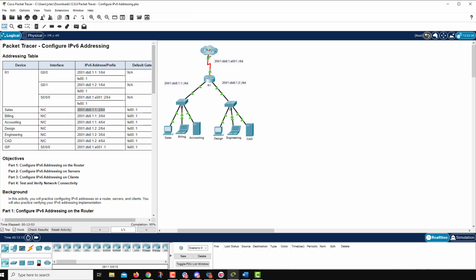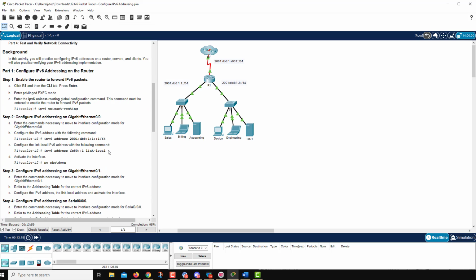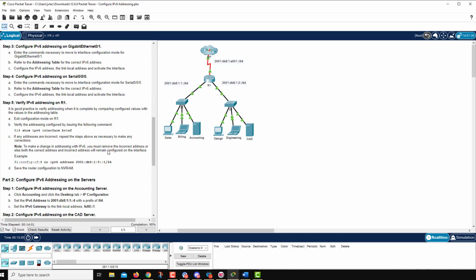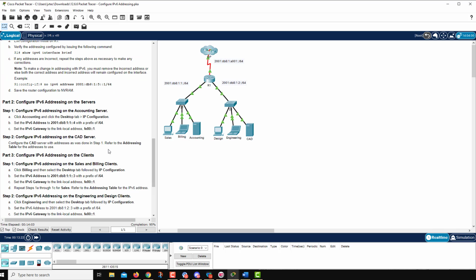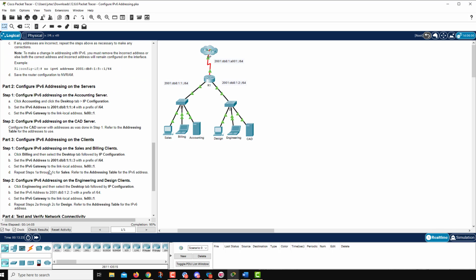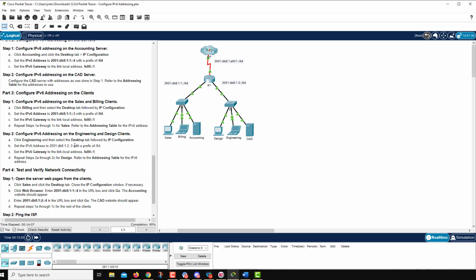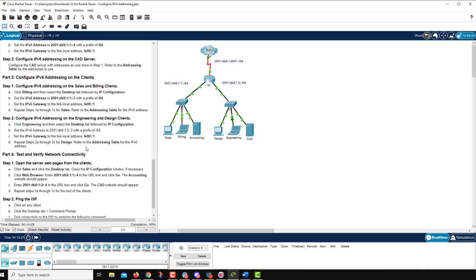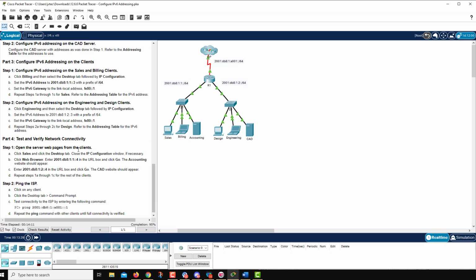Now it looks like I'm being downgraded on one thing here. I wonder if it's at ISP. I'm going to double check that to see. But we might be missing something somewhere. The very basic config. Let's take a look. IPv6 gateway, addressing, sales, billing, clients, design, engineering. It might just be a test, perhaps. So I'll go ahead and give that a try as well.